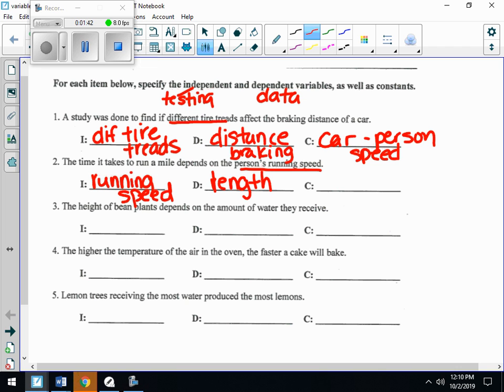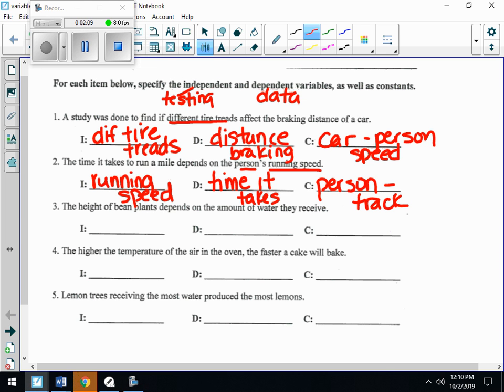So people are going to run at different speeds. And then the time it takes to run the mile, not the length. What's going to be constant? Well, we can't keep their running speed the same, but the person, what they're wearing, where they run, on the track or in the field, etc. Those are the things that have to stay the same.